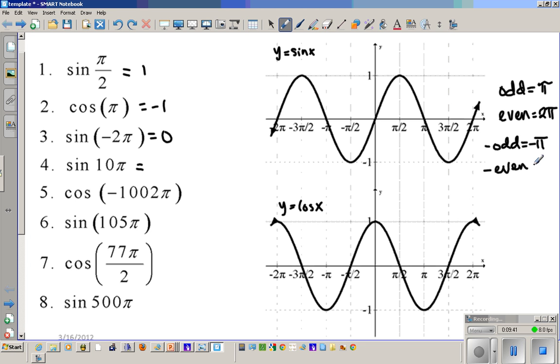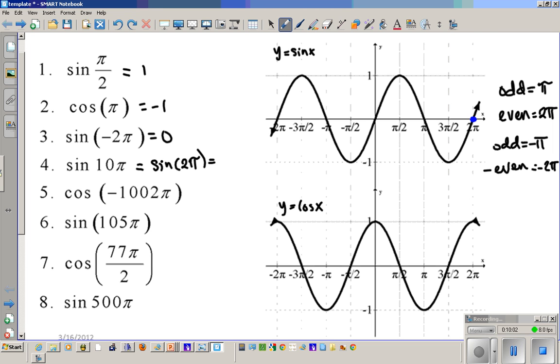All right, so let's take a look at this number. This number is even, right? So since it's even, 10 pi is simply going to become sine of 2 pi, all right? So what is sine of 2 pi? This is 2 pi right here. We're going to go graph. Are we going to go up or down, or stay? We're going to stay because we're already on the graph.